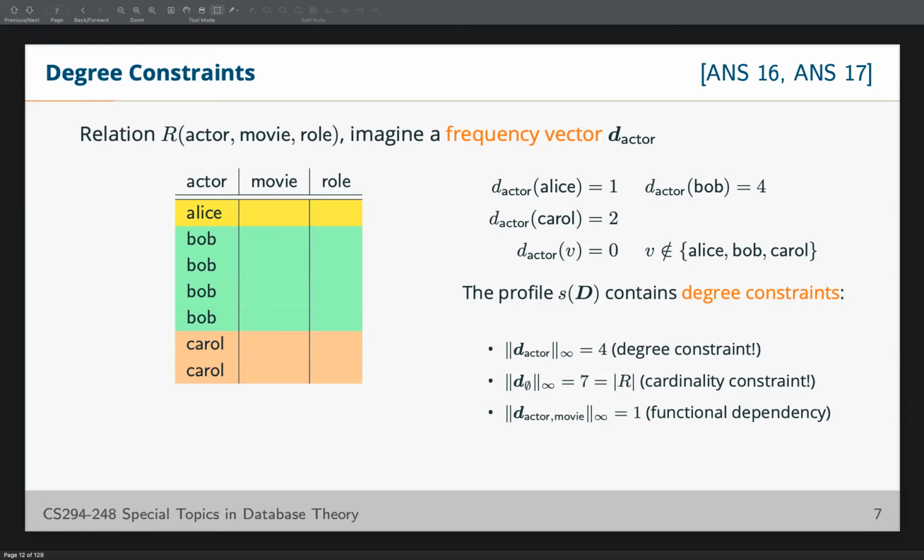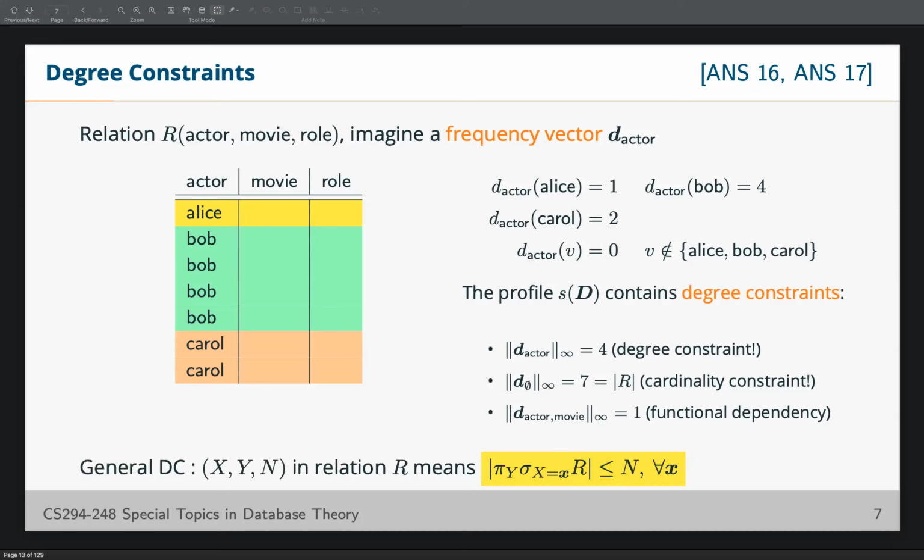You can also generalize it a little bit further and say the following. A degree constraint is a triple X, Y, and N, where X is a set of variables, a set of columns, Y is a set of columns, and N is a number, an integer. And what we collect is this bound N, in which we say that for every possible X, the number of different Y's is at most N.